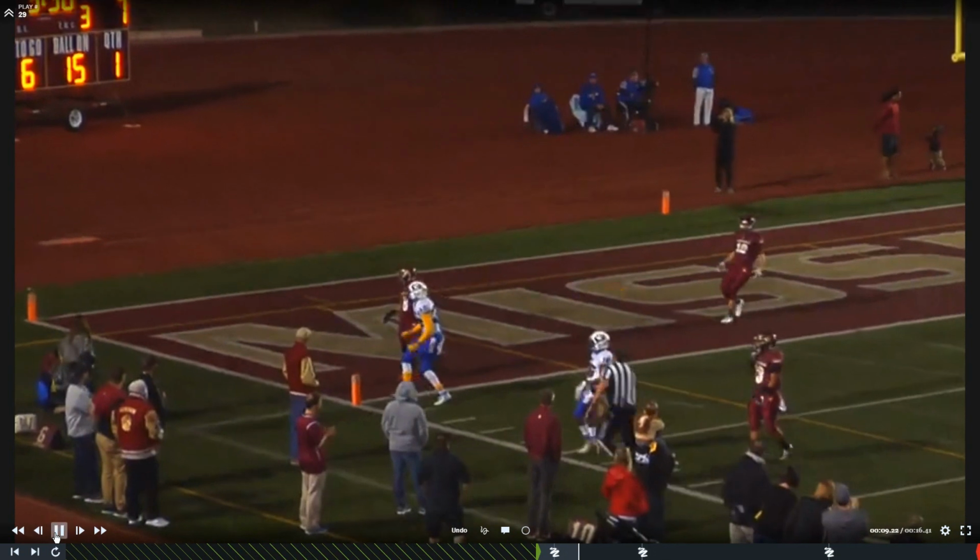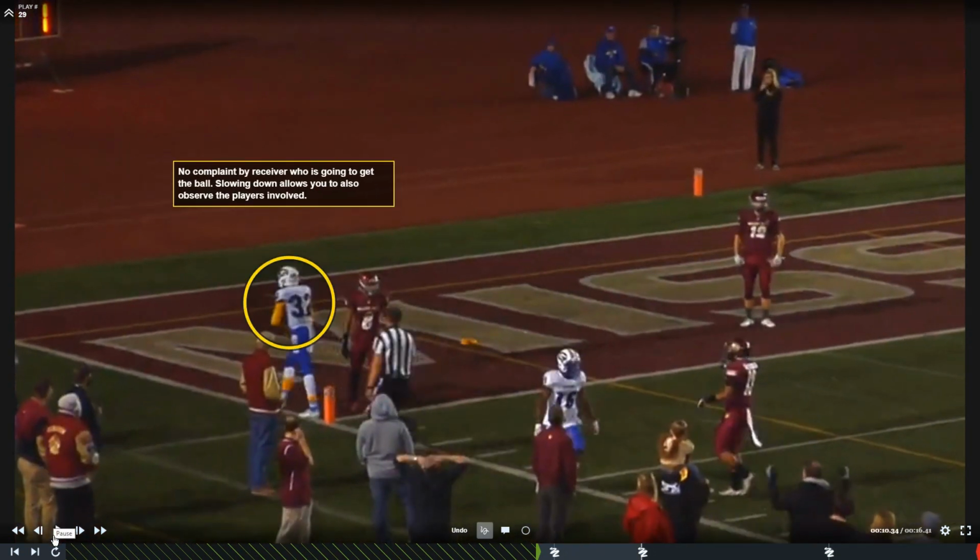And then this is a great point. I love this. He's pointing out the receiver's not complaining. He doesn't know that flag has been thrown. He's going to get the ball. And so, again, the attitude of the players sometimes can tell you whether there was a foul or not.